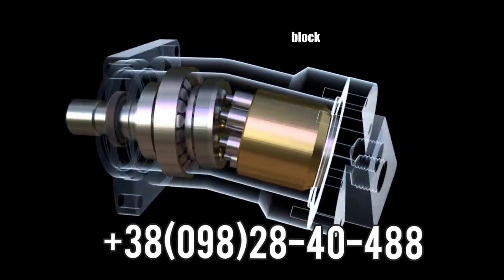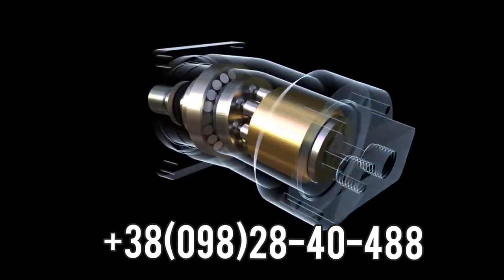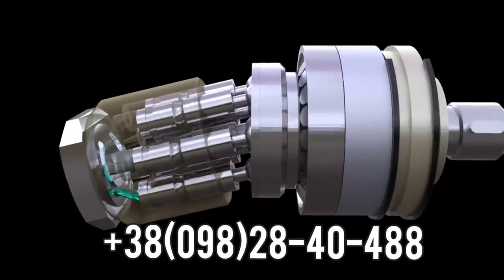The block is supported by a valve plate that has a spherical surface. The plate has channels for supplying and discharging fluid to and from the pistons. The fluid leaves the valve plate and then enters the cover that has an inlet and outlet opening. The fluid from the tank is supplied to the inlet channel of the pump, from where it is sucked by the pistons. Consider the operating principle of one of the pistons.